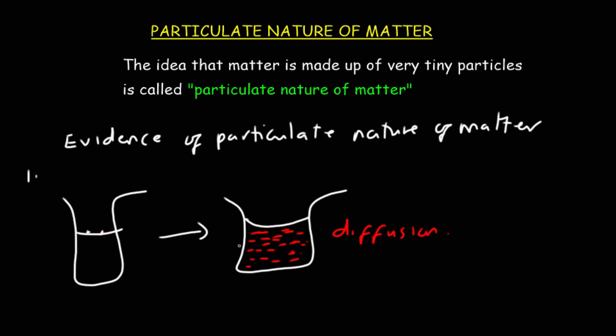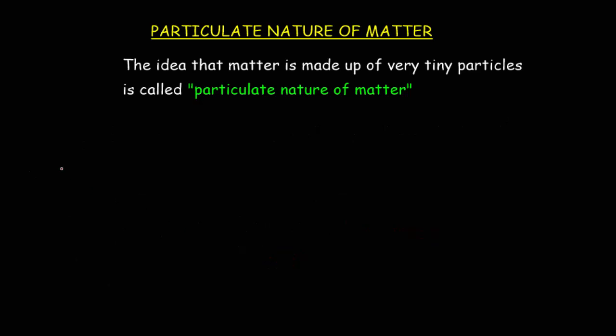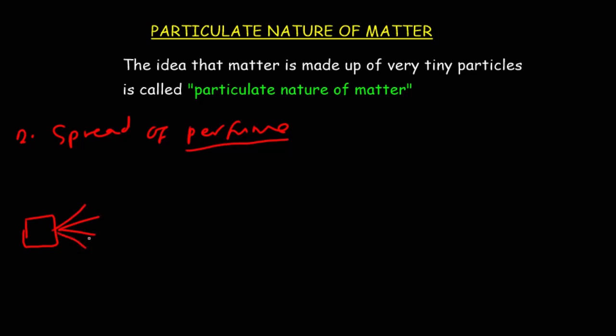The second evidence of particulate nature of matter is the spread of perfume. The spread of perfume. I believe one way or the other we've come across a perfume. Now let's just say that this is one corner of a room. This is one corner of a room. And then you spray a perfume at this corner.